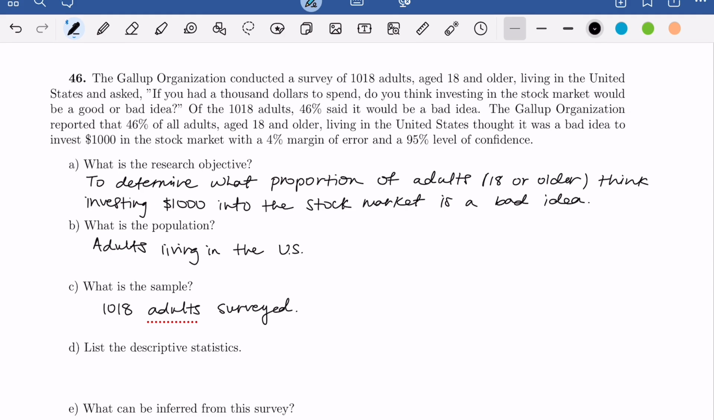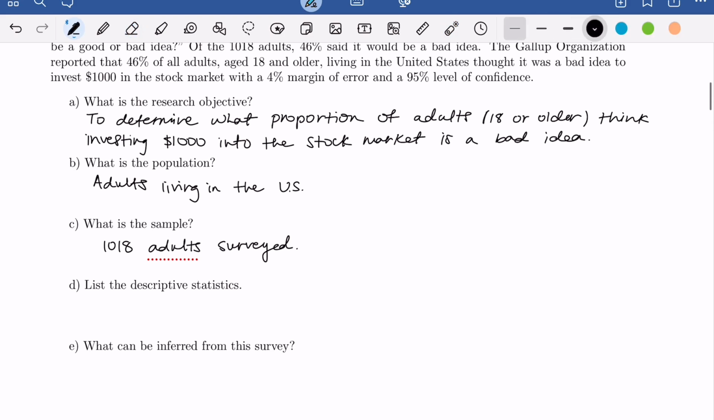Now, for part D, we want to list the descriptive statistics. Now, this is just going to describe and summarize the data from the survey without actually making any inferences. Now, if we look back here, we're told that of the adults surveyed, 46% said it would be a bad idea. So this would be our descriptive statistics here. So, of the 1,018 adults surveyed, 46% think it would be a bad idea.